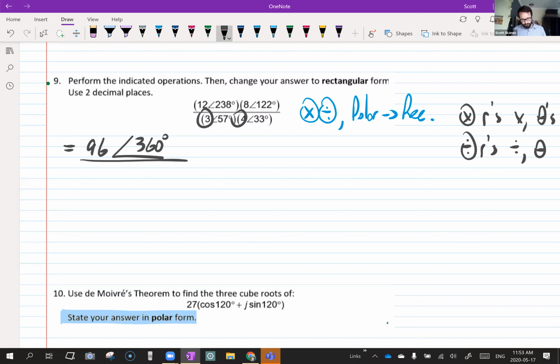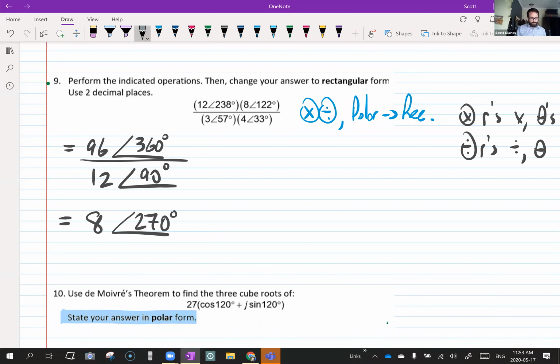What's 4 and 3 multiplied? 3 times 4. Well, that's 12. What's 57 plus 33? That's 90. And now I need to divide these two. What's 96 divided by 12? It's 8. And then 360 minus 90, what's that? It's 270. And then that's done. That's polar form. So the first part I've finished.